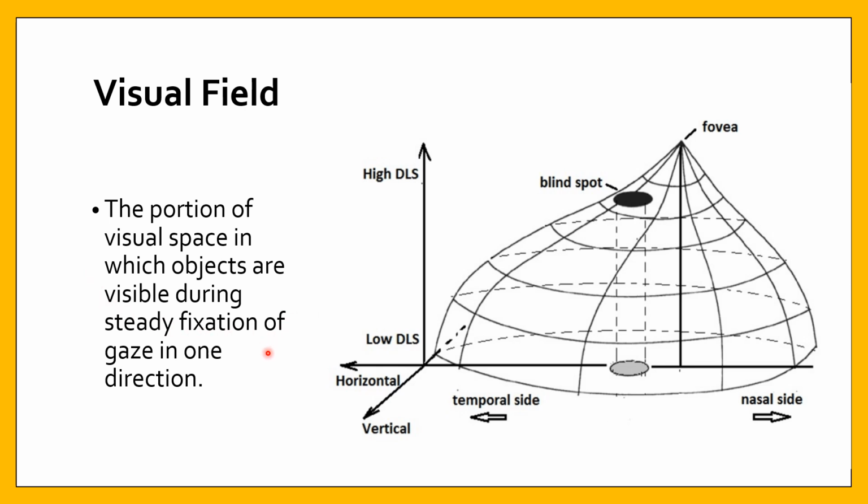of gaze in one direction. This figure shows the Traquair island, also called the hill of vision or the island of vision surrounded by a sea of darkness. It is a 3D graph of visual sensitivity having the fovea here and the blind spot on the temporal side, where DLS stands for differential luminance sensitivity.